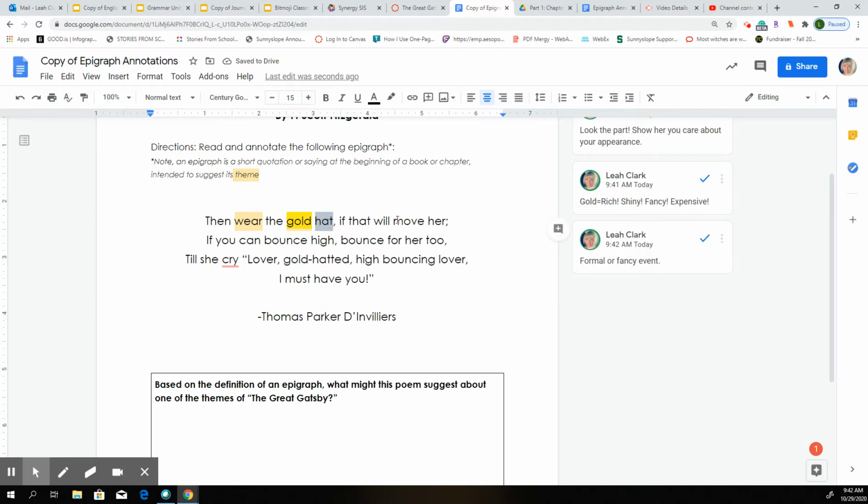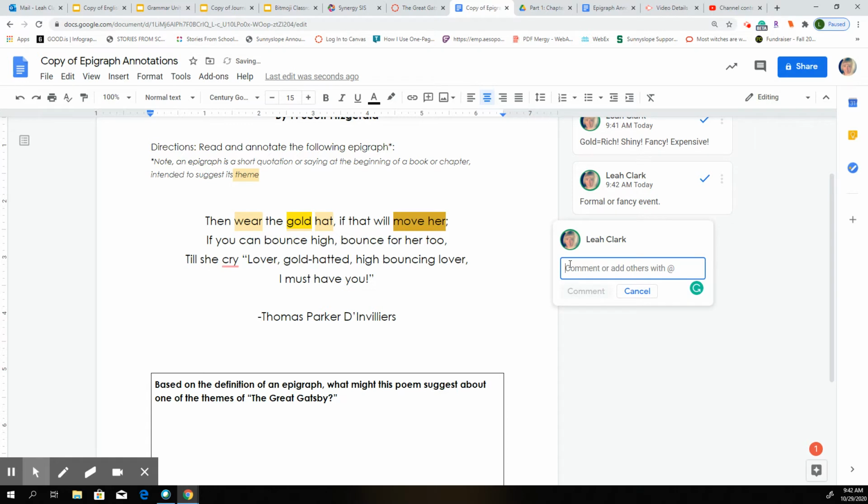If that will move her. So wear the hat if that will move her. Makes me kind of wonder about the word move. What does that mean? Does that mean physically move? To me it means more like attract her attention or get her attention.